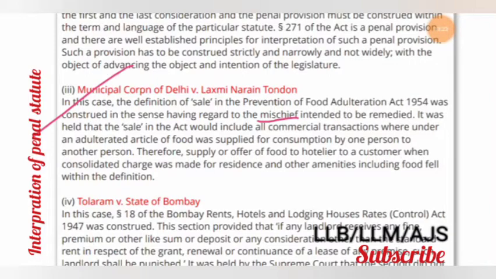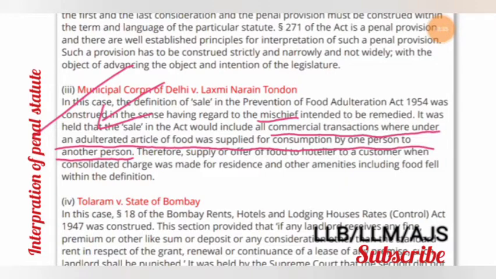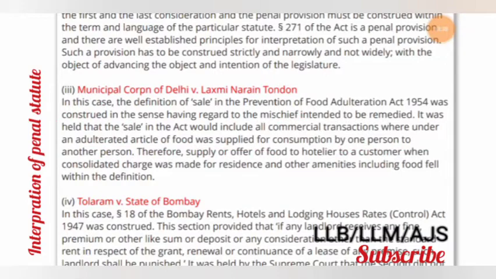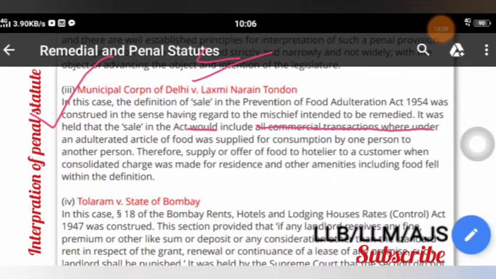It was held that "sale" in the Act will include all commercial transactions whereunder an adulterated article of food was supplied for consumption from one person to another person. Therefore, supply or offer of food by a hotelier to a customer, when a consolidated charge was made for residence and other amenities including food, fell within the definition. So this was a sale under the Prevention of Food Adulteration Act 1954. The title of the case is Municipal Corporation of Delhi versus Lakshmi Narayan Tandon.